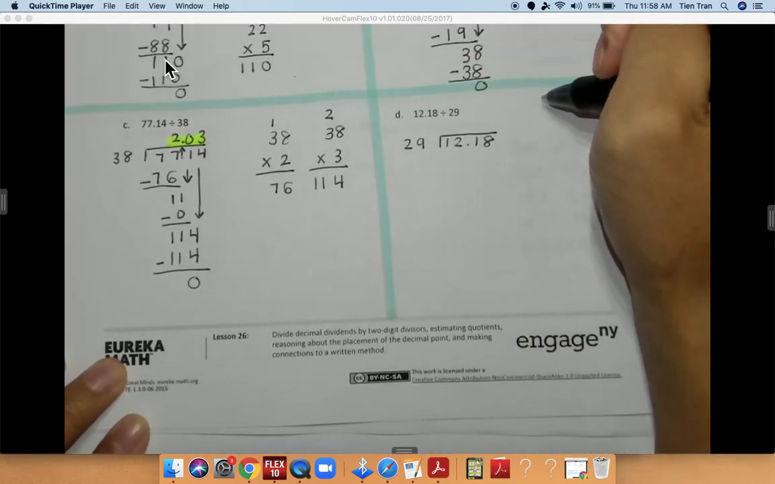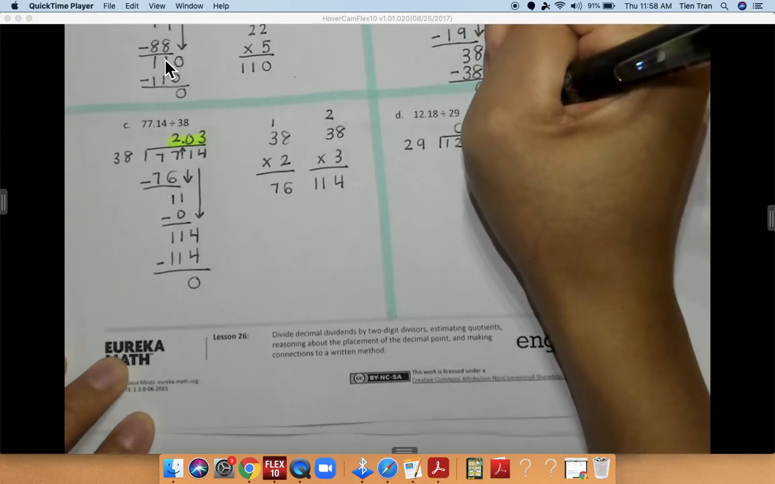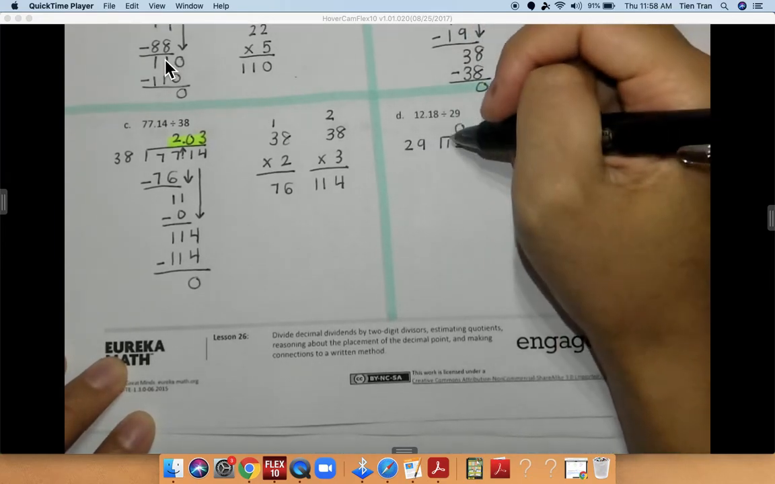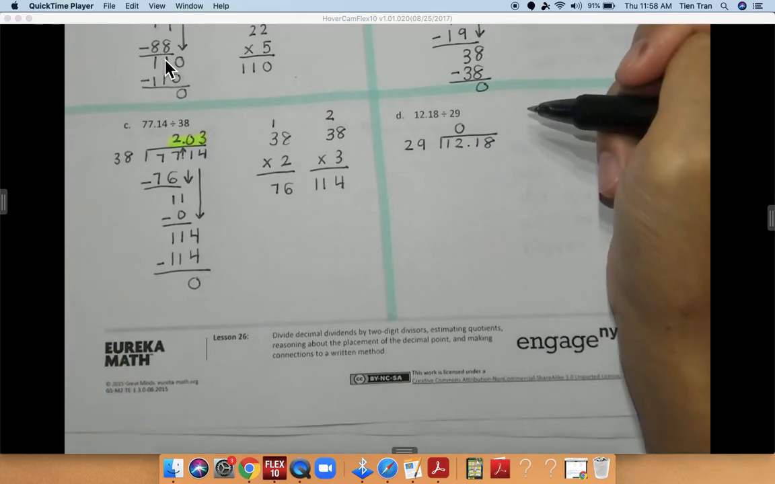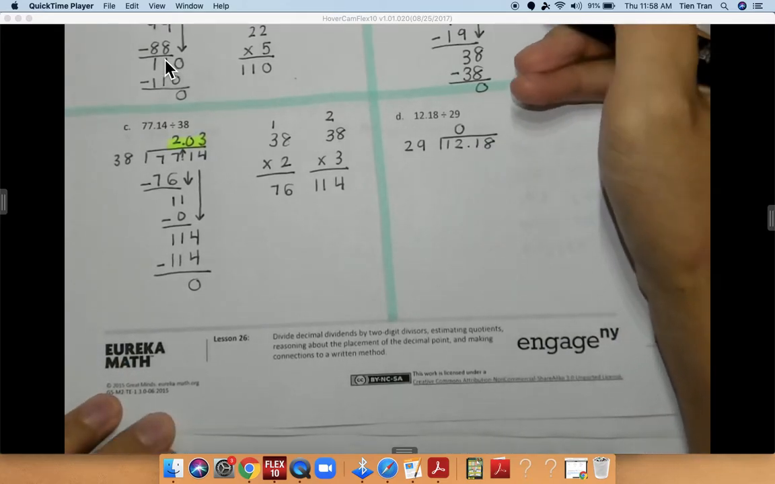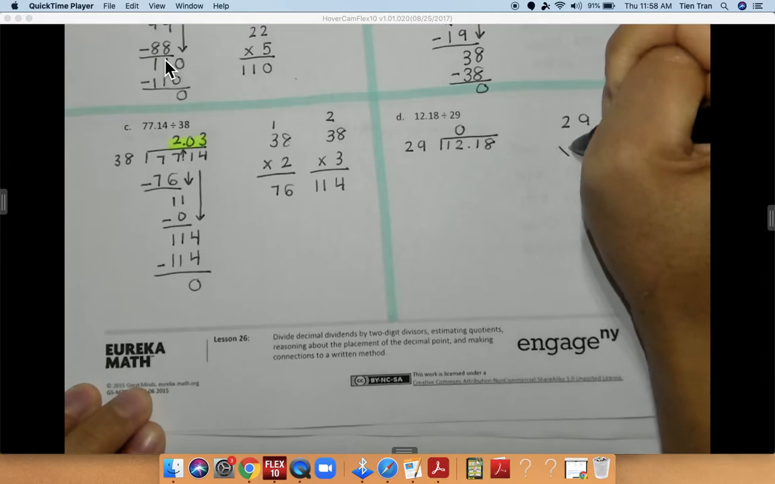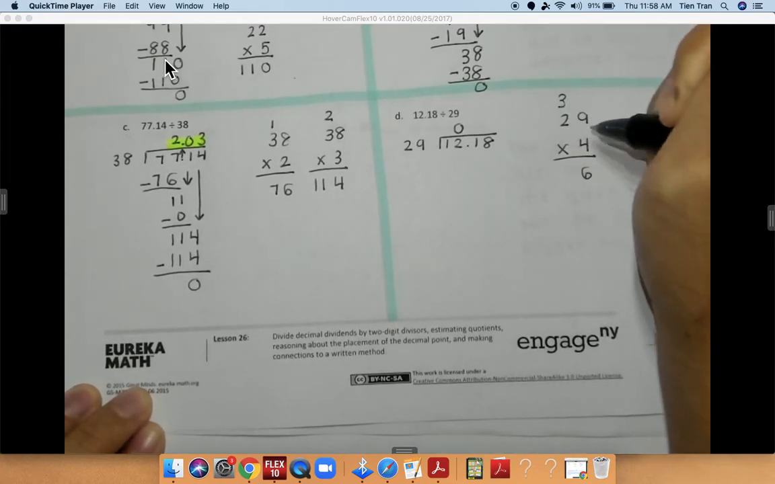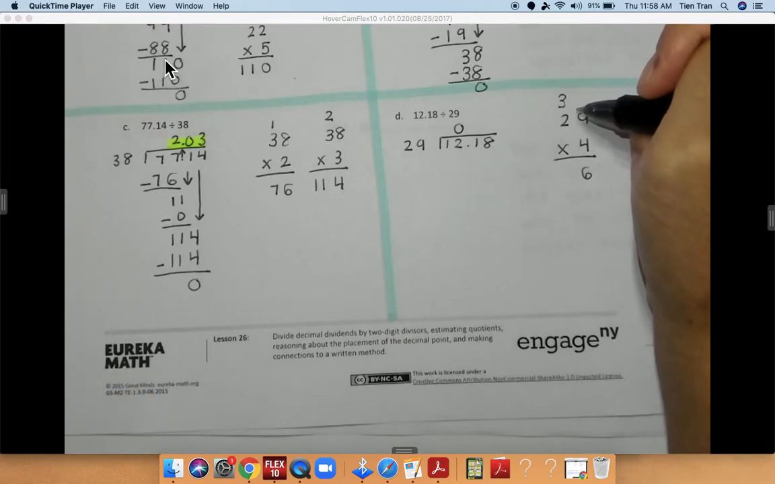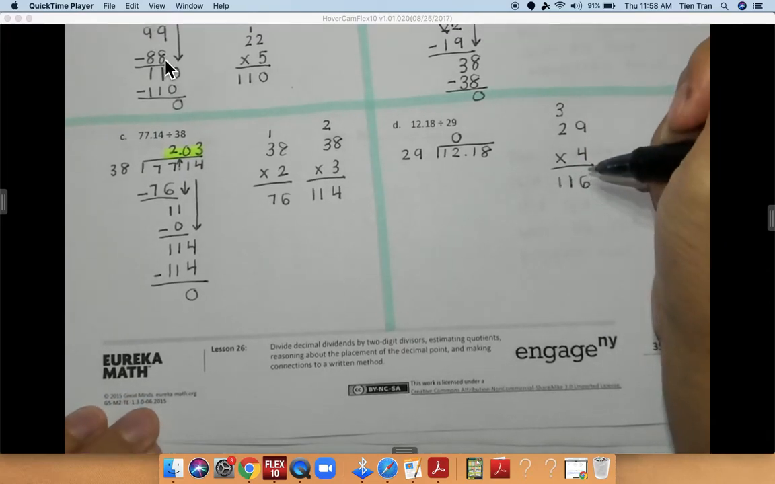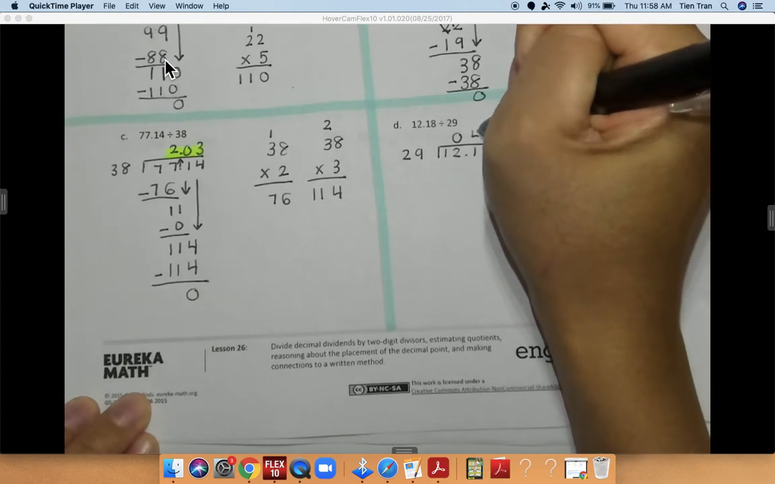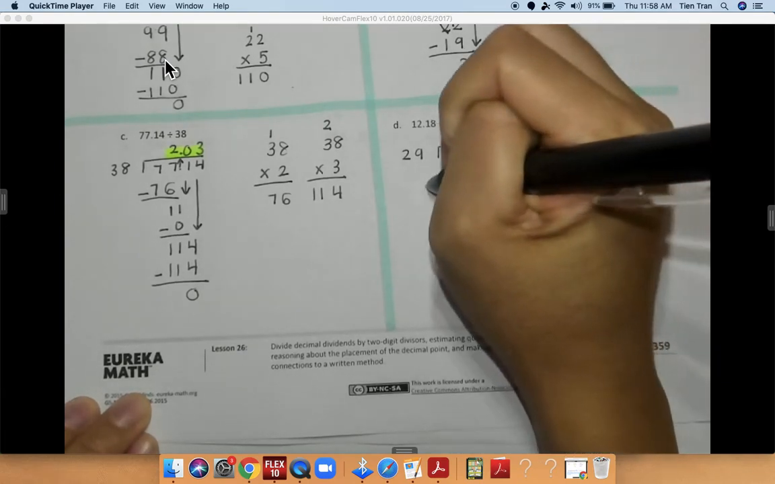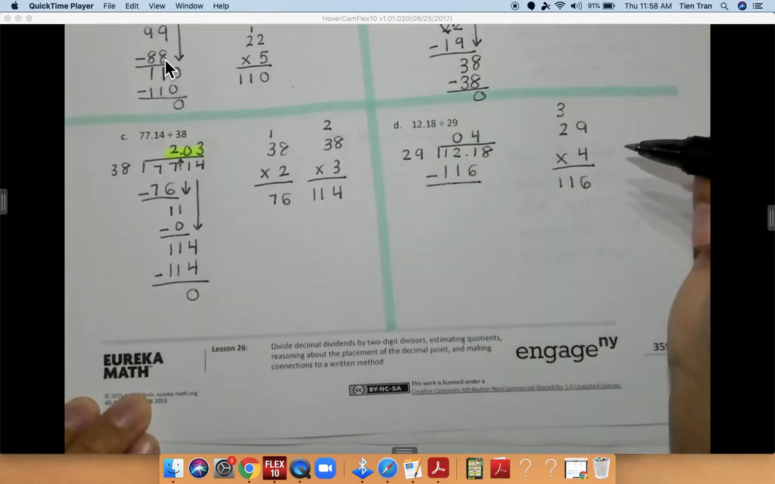So, how many times can 29 go into 12? It cannot go into 12, so I'm putting 0. How many times can 29 go into 121? So I'm going to try 4 and see if that works. 29 times 4. 9 times 4 is 36. 4 times 2 is 8, plus 3 is equal to 11. I get 116. So I'm going to subtract 121 minus 116.